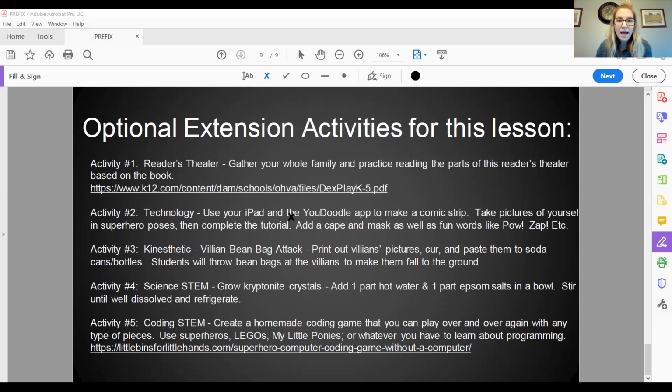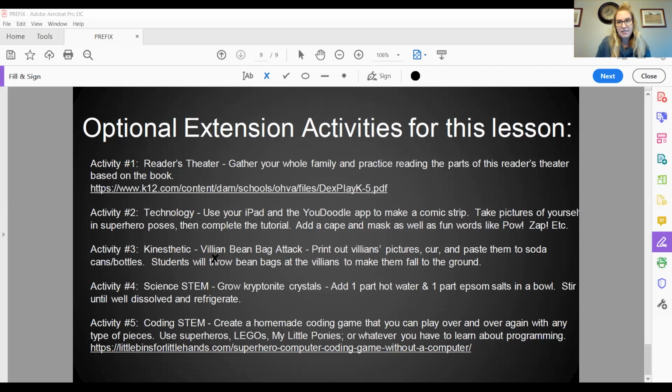Activity 2 is technology. Use your iPad and the UDoodle app to make a comic strip. Take pictures of yourself in superhero poses and complete the tutorial. Add a cape and a mask, as well as some fun onomatopoeias like pow and zap and zoom. That would be way cool.